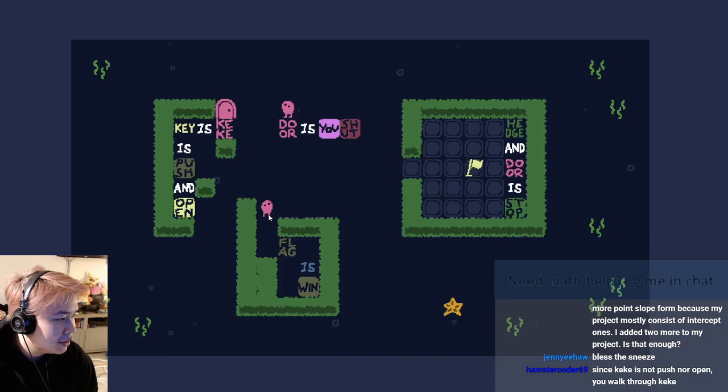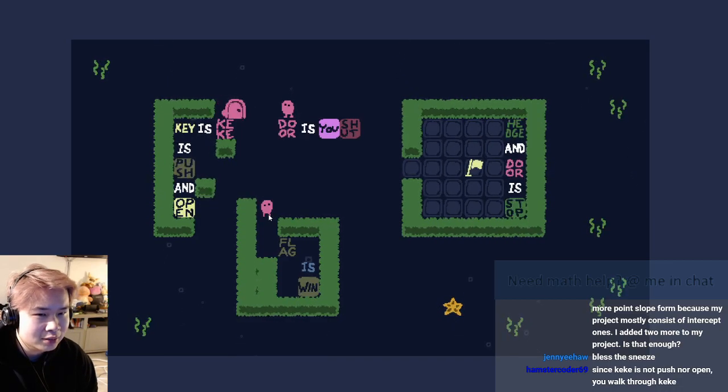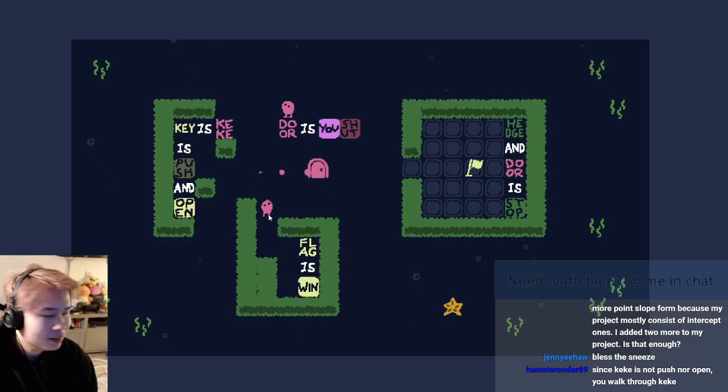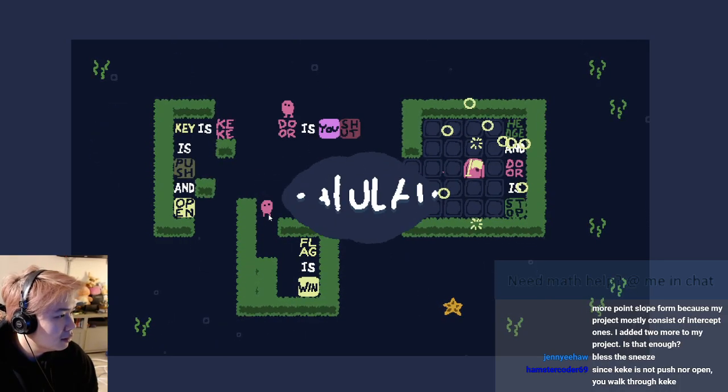Since Kiki is not push or open, you walk through Kiki. I do walk through Kiki. Oh, now I can make flag as win. Nice.